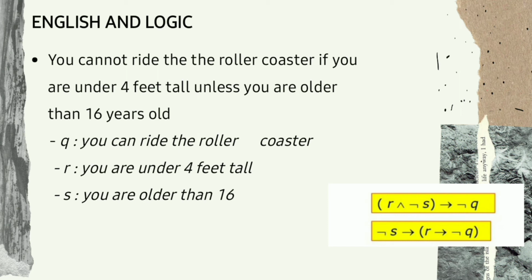You cannot ride the roller coaster if you are under 4 feet tall unless you are older than 16 years old. So Q is, you can ride the roller coaster. Then R, you're under 4 feet tall. Then S, you're older than 16. So as you can see in the table, this is how we write it in mathematical logic.